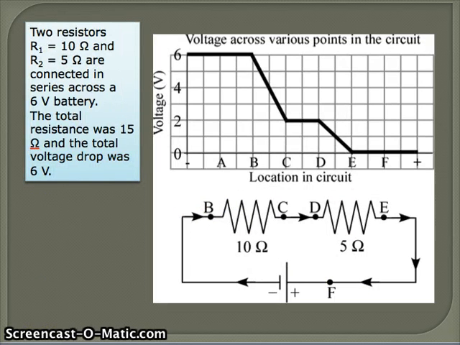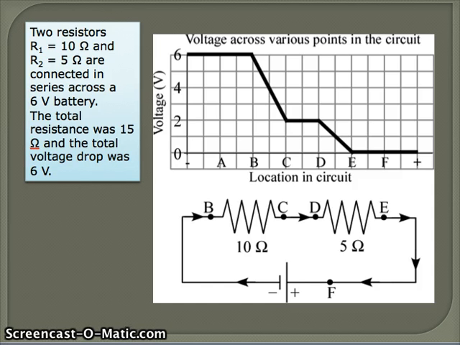Look at this one. Again, notice the voltage is 6 volts, the total resistance is 15. Notice that the voltage drops more over the 10 ohm resistor than it does over the 5 ohm resistor.